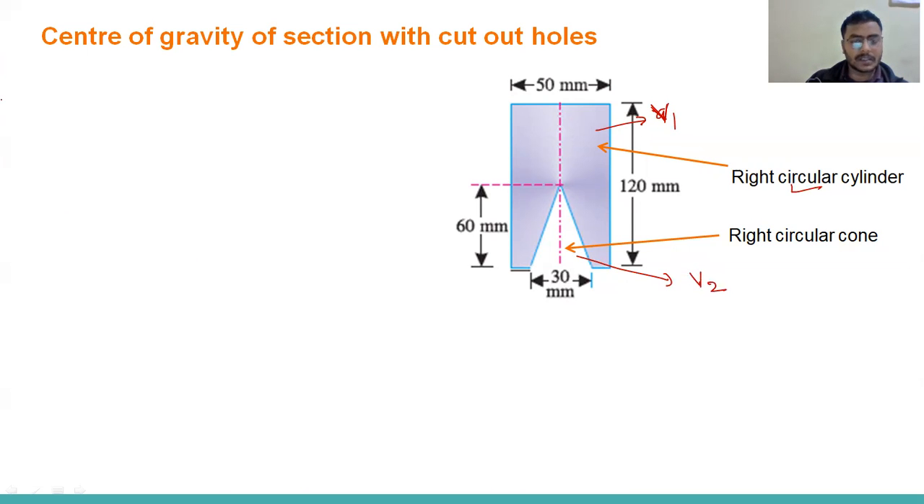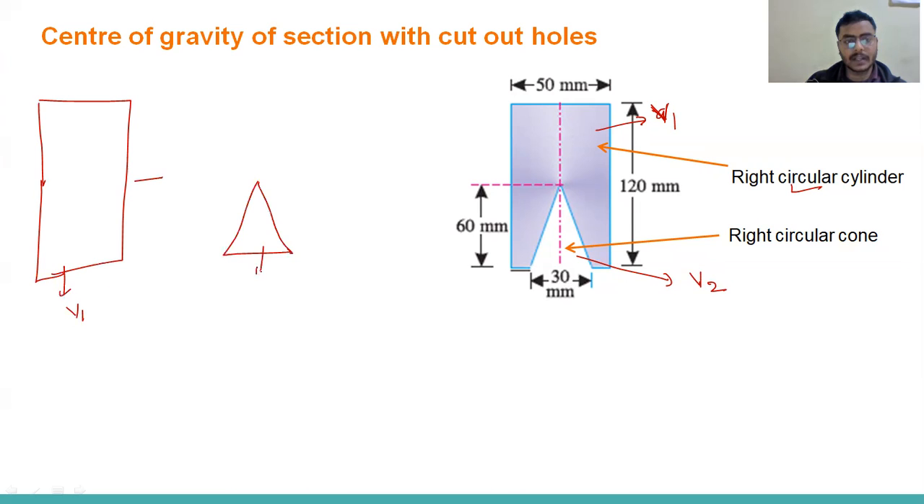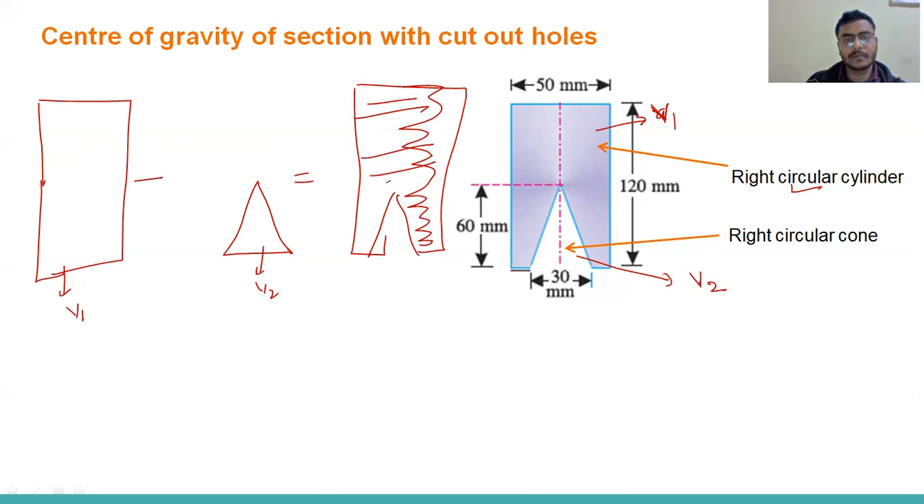So what is the concept behind this? This is V1. I'm going to deduct a right circular portion, that is V2. So finally you will get this. We will get the centroid of this area. If we consider the total, then we are going to deduct this V2, so we will get the centroid for this remaining portion, X bar and Y bar.